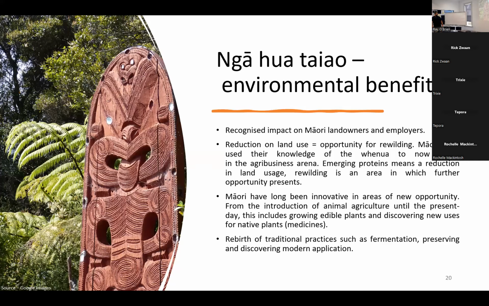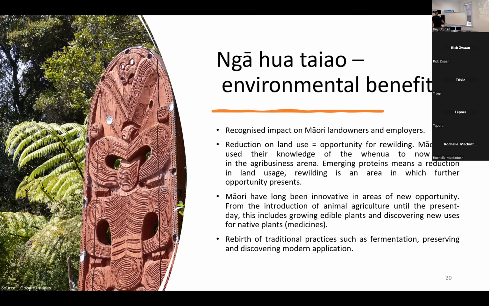So some environmental benefits. It's not to say that we don't recognise the impact on Māori landowners and employers, because that is really important. But it's a reduction in land use, obviously an opportunity for other things. And one of those big things is rewilding. Māori people have lost a lot of resource by having things like native bush, native forest taken away. There are traditional Māori foods that are now not available en masse, things that grow in forests. Rewilding would also give us an opportunity to look into things that are available to repurpose for food.